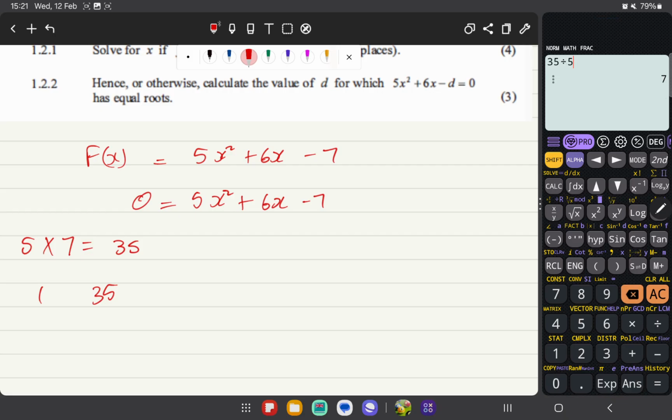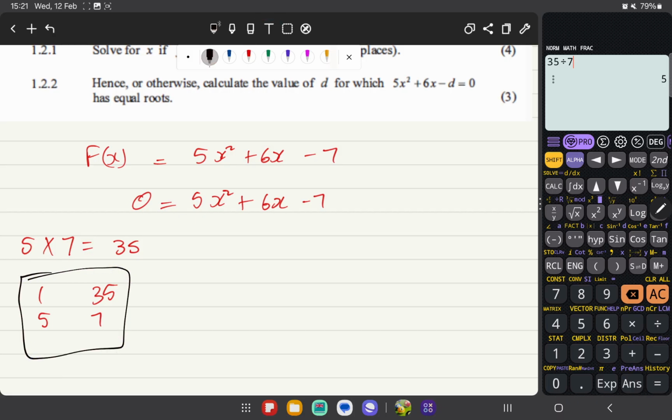So 5, yes. 5 and 7. 5 and 7, right? And then 6, it doesn't. We can even try it. 6 and then 7, it does. So now we're already back at 7. So it seems like 35 only has these factors.